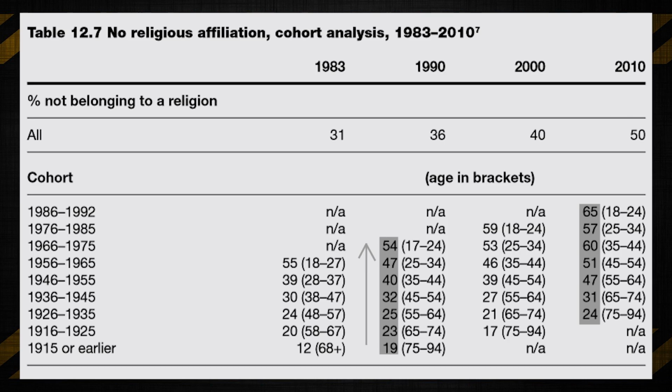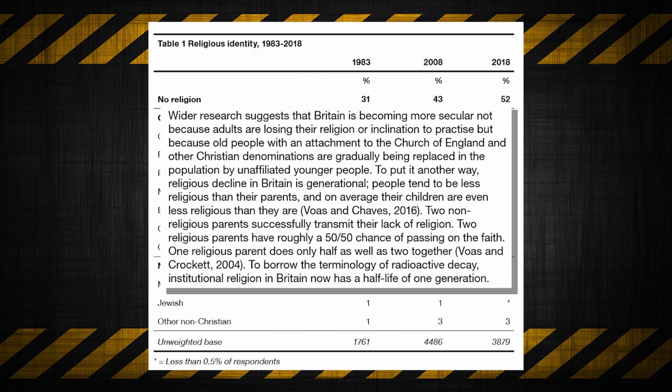This is what it carries on to say. Two non-religious parents successfully transmit their lack of religion, whereas two religious parents only have roughly a 50-50 chance of passing on the faith. One religious parent does only half as well as two together. To borrow the terminology of radioactive decay, institutional religion in Britain now has a half-life of one generation. I love that analogy there.